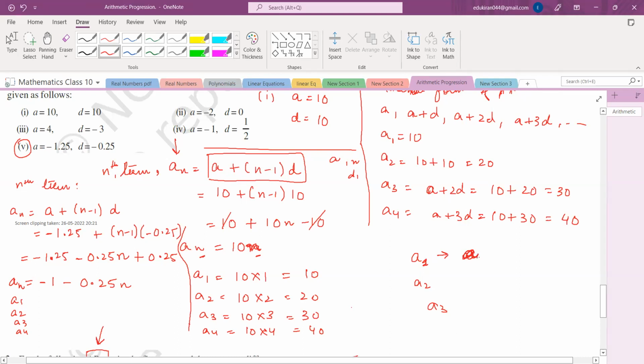So A1 will be minus 1.25. Yeah, you have to put n is equal to 1. So it will be minus 1 minus 0.25. Yeah, it will be added up with a minus sign. So 1.25. Yes. Okay, ma'am. Like it was given in the question only.